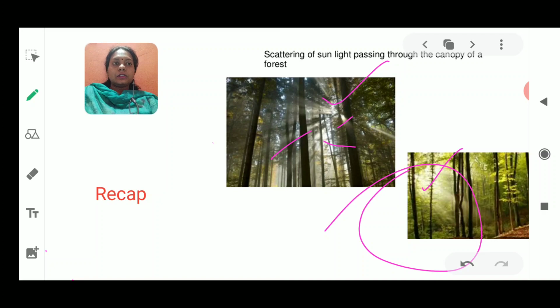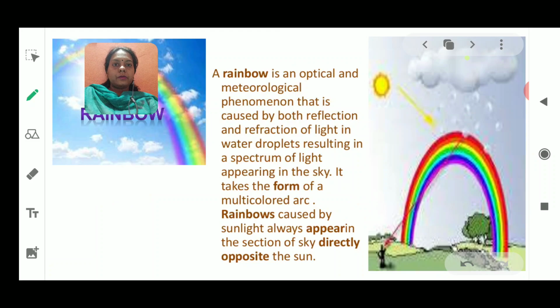Okay, now I am going to discuss some more phenomena related to refraction. The very first thing I am going to discuss today is the process by which a rainbow is formed. Here you could see the picture of a rainbow at the back of this slide, and we will now discuss how this rainbow is formed.